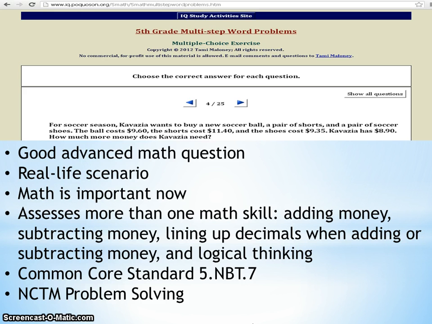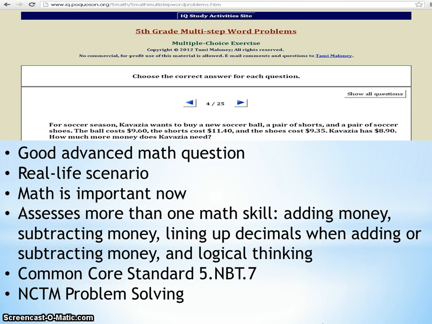important for right now. But a problem such as this one, that is in a real life scenario, a real context that a fifth grader will find themselves involved in, shows that math is important right now. This problem is also good because it assesses more than one math skill.